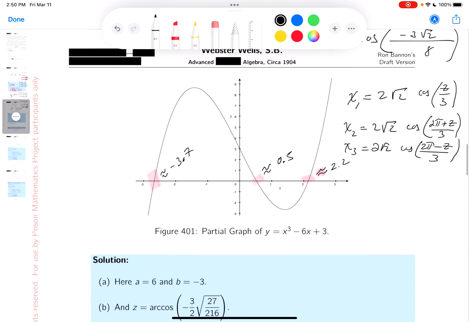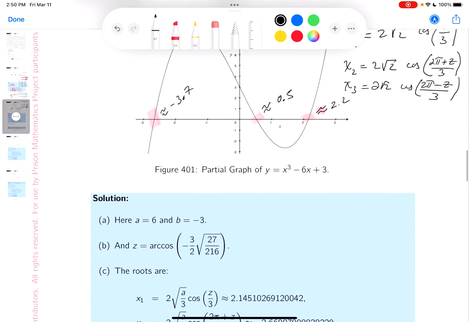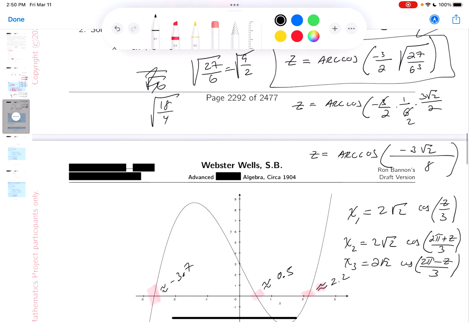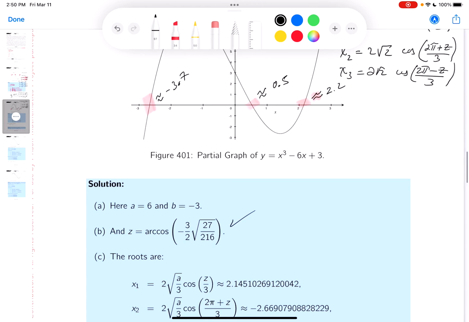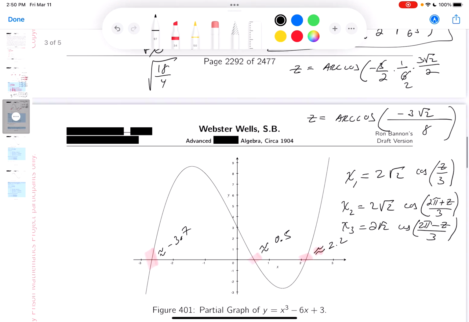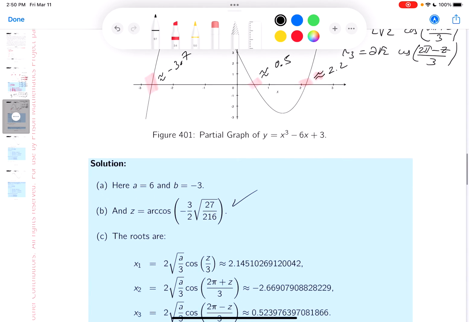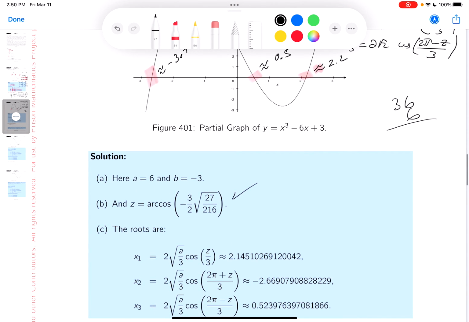So what I want to do is just look at the key and see if we've got the z. They didn't simplify it. They wrote this down for the z over here. The only thing is it's 6 cubed. So I see that. Let's just make sure I see that. Minus 3 halves, root 27. And 6 cubed is 216. Let me go through that with you.